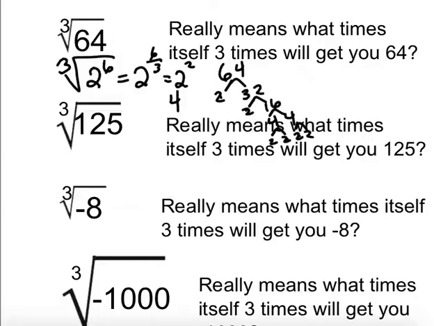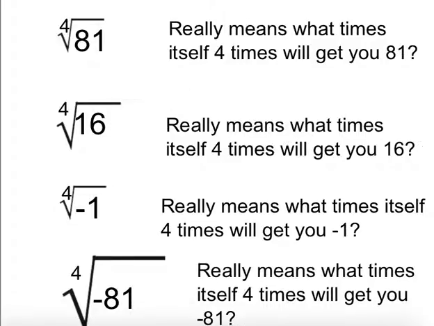The cube root of 125 is 5. Cube root of negative 8, we can actually do this. Unlike square roots, we can actually take the cube root of a negative number, and we see that negative 2 works. And for the last one, negative 10. Okay, how about with fourth roots?